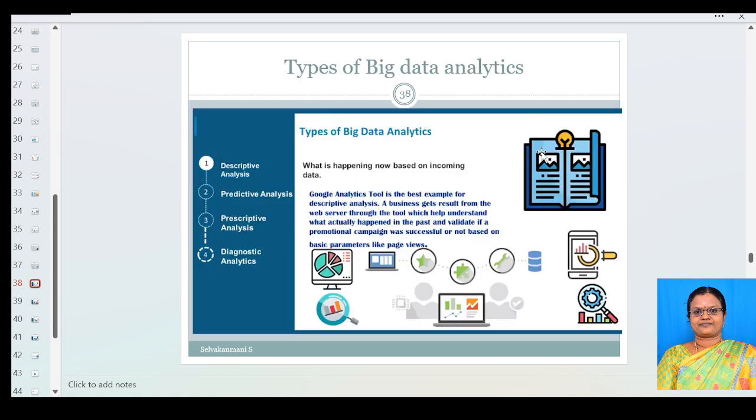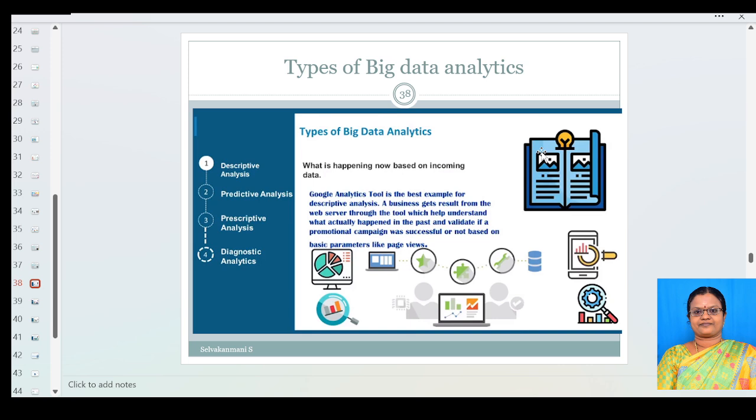So, types of big data analytics: there are three basic types, descriptive, predictive, and prescriptive. These are the three basic or very important types of big data analytics. The fourth one is diagnostic analytics, which is used very much in healthcare especially. So let us focus some light on descriptive analytics.